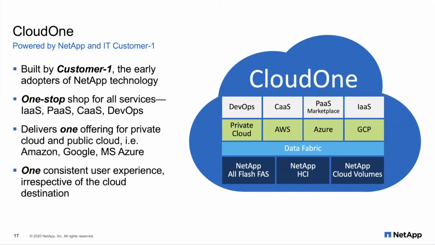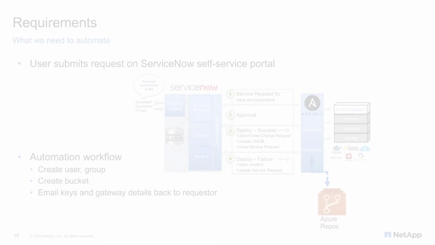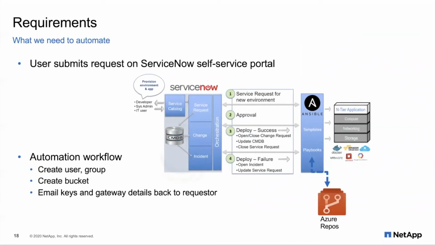No cloud-native application is complete without object storage. As with everything else on Cloud1, users will expect self-service, hence the need for automation. If you would like to know more about Cloud1, we have several webinars, blogs, and podcasts on our site. As you can see in the image block of this slide, at the core, we have ServiceNow, Ansible Tower, and Azure Repos. A user submits the request on ServiceNow Service Portal. The modules and the playbooks are on Azure Repos.